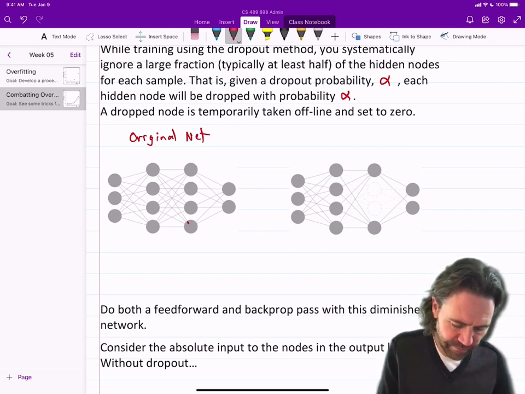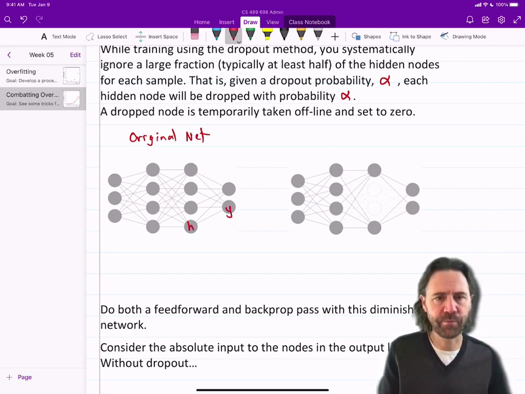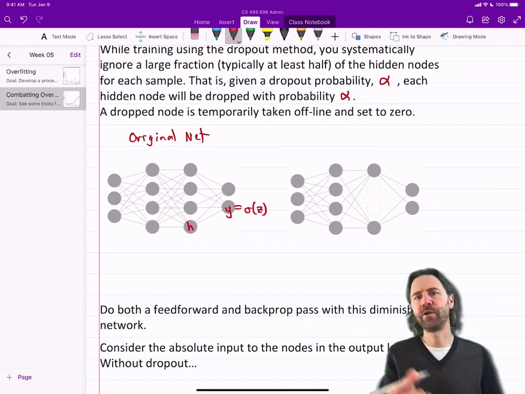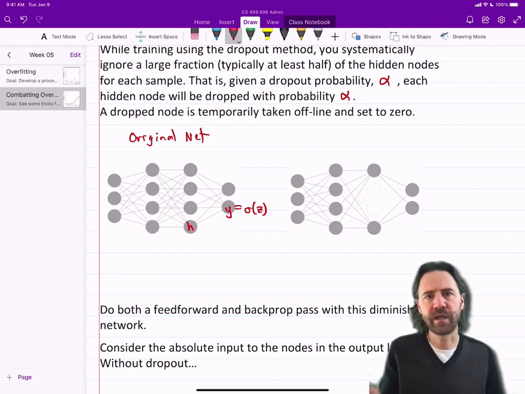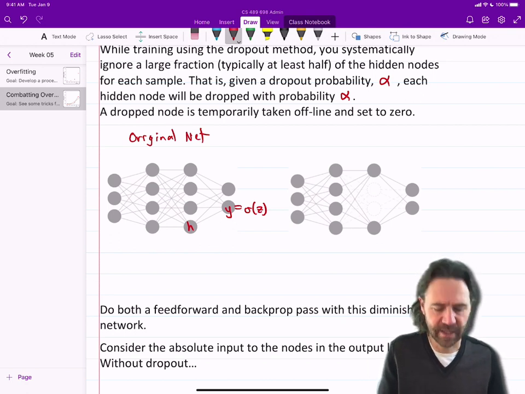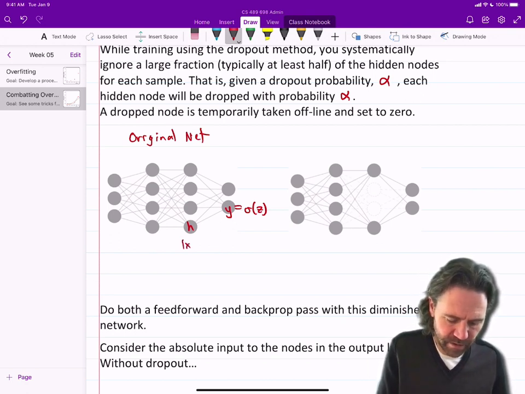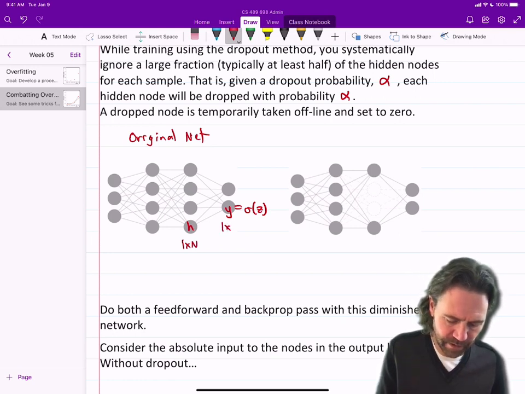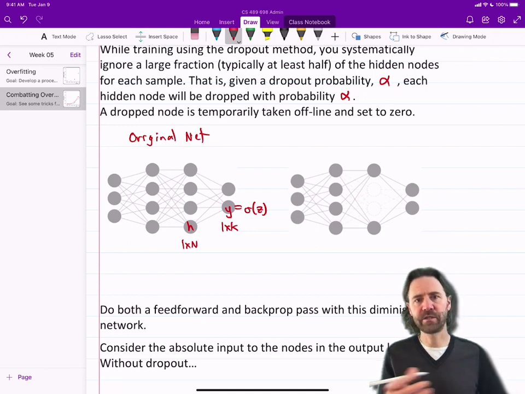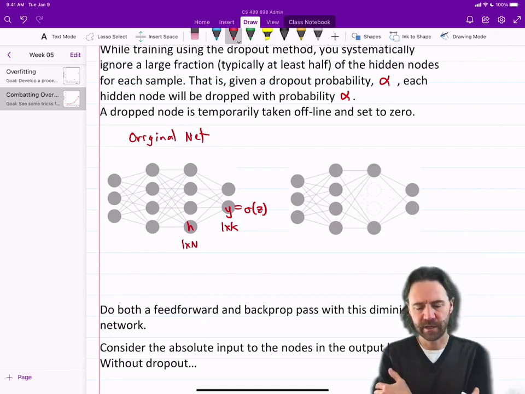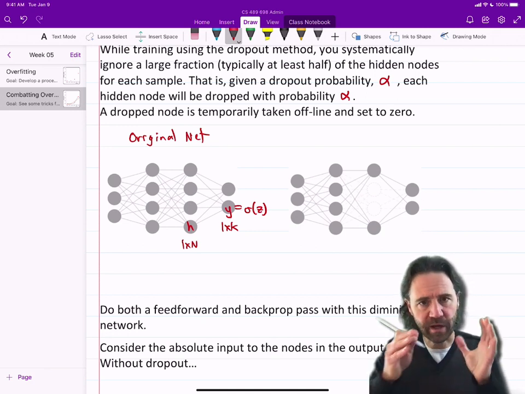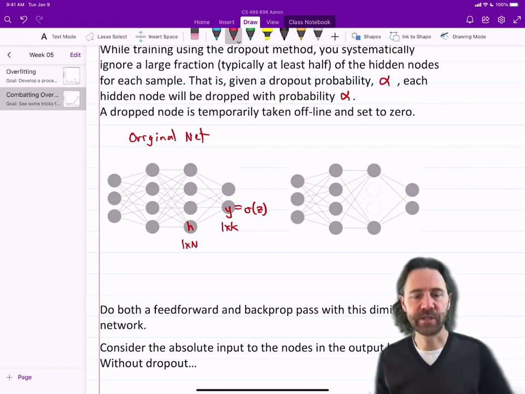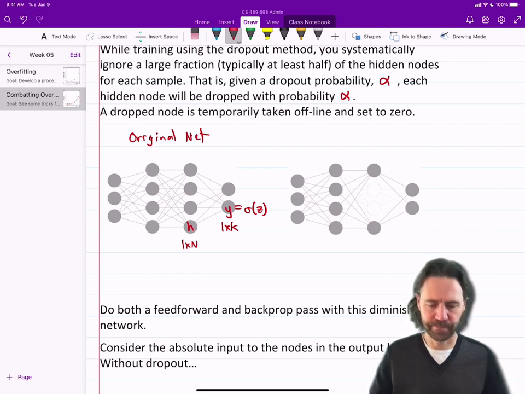We've got this last hidden layer H and these outputs Y, and we calculate the output nodes by sigma of Z, the input current Z. Let's say the hidden layer has N nodes in it and the output layer has K nodes, just to create some variables so that I can write some formulas later on. That's the original network setup without dropout. Now let's consider a dropout network on the right here.